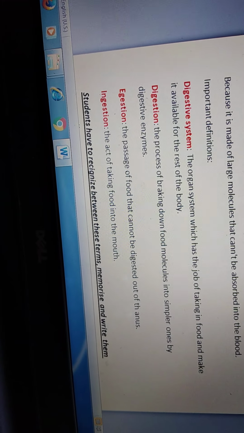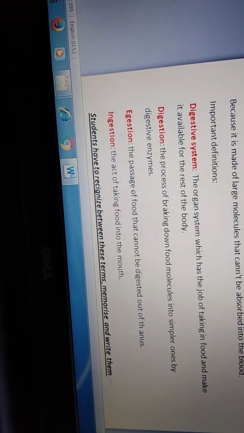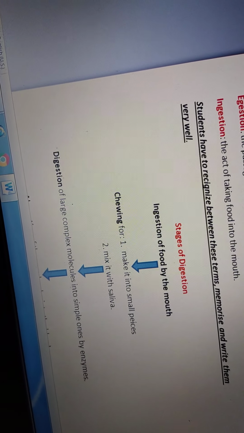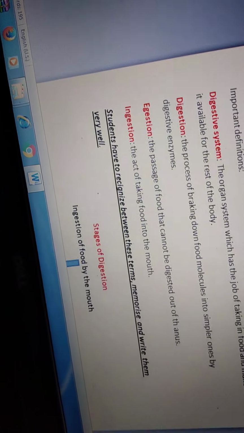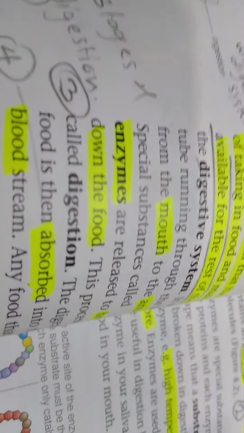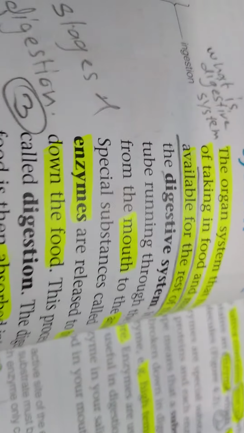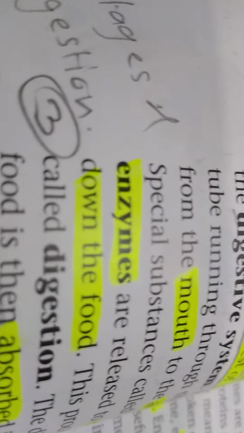Now, the digestion process is completed by specific chemical substances called enzymes. Enzymes are chemical substances, so highlight the term enzymes in the book. Enzymes are released through the digestive system to digest food, to break down large food molecules into simpler ones, and they are very important. We are going to talk about enzymes in our second coming lesson.